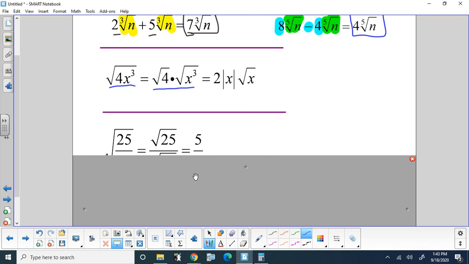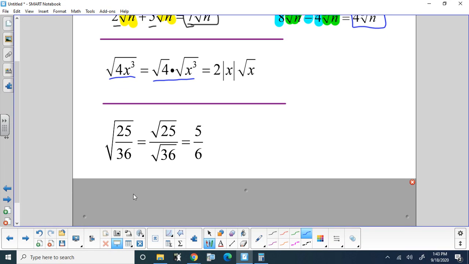The same process will apply when dealing with a fraction. If I have a fraction and taking the square root of that fraction looks really difficult, I can take the square root of the top of the fraction and the bottom of the fraction separately. These two rules kind of go together and apply to the properties of exponents that we learned earlier. Now I can quickly take the square root of 25 and the square root of 36 and get a final answer here of 5/6.